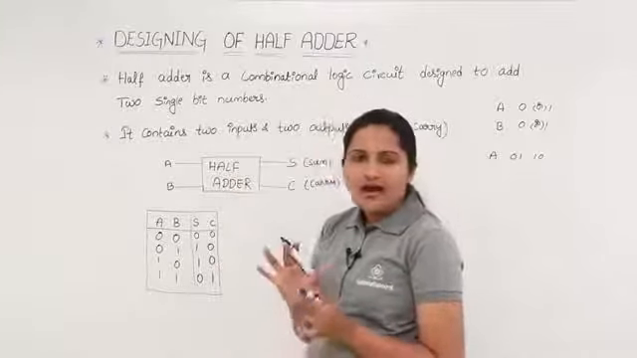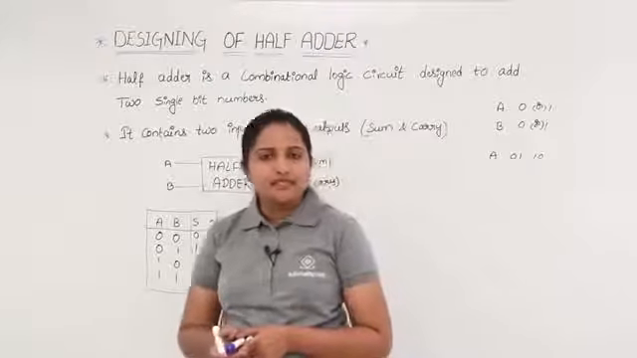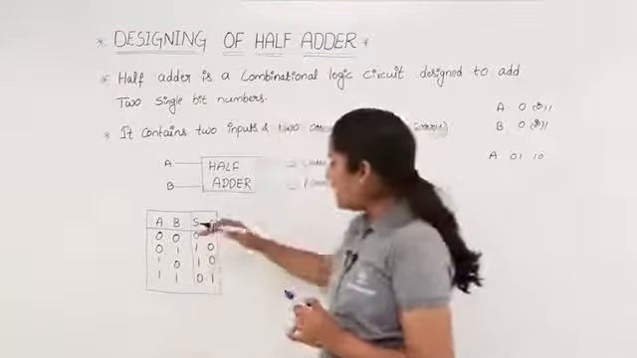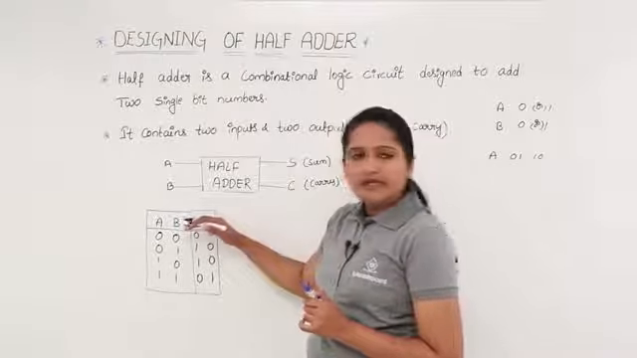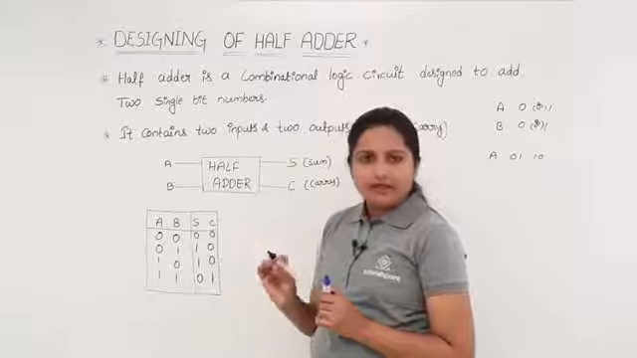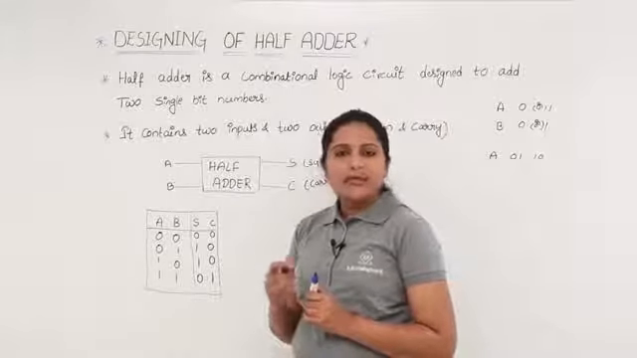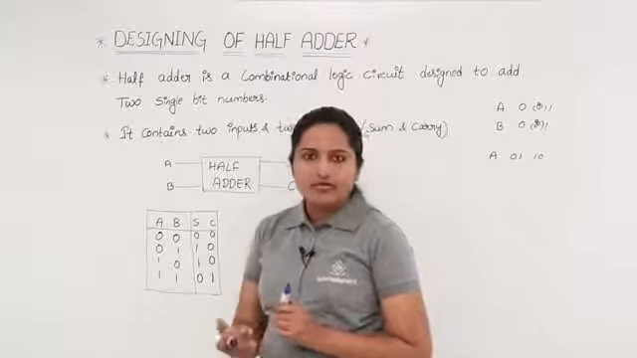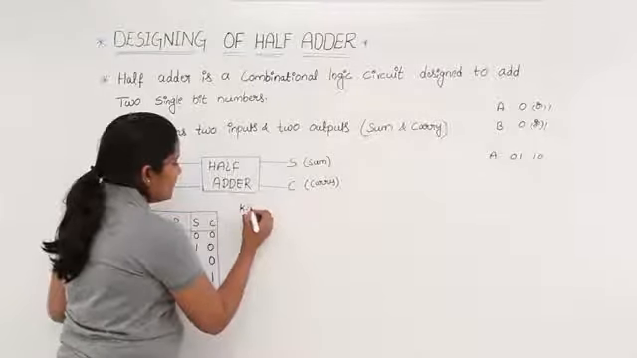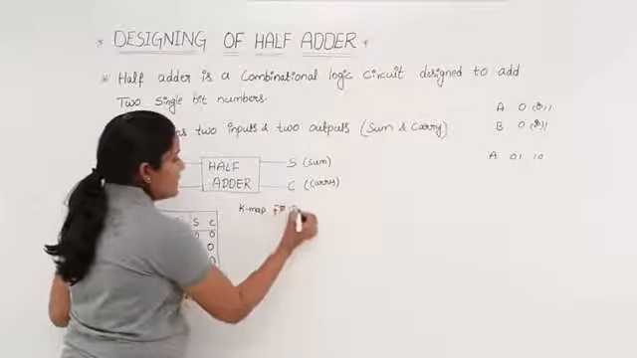Now after getting the truth table for our required relationship, we need to consider a K-map for each output variable. Here you have two variables in output, so for each output variable you need to define a K-map. By using the K-map you are going to get the output expression. Now I am taking the K-map for sum.